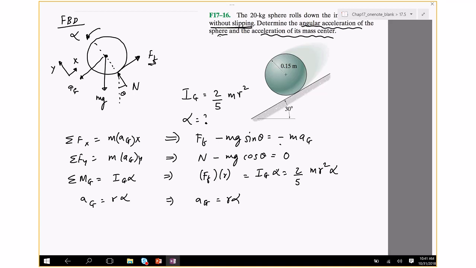The moment equation: the only moment contributing here is the moment about G due to the friction force, because the two other forces, mg and N, pass through G. So F_f cross r is the moment due to the friction force. And about G, the way it's applied, it's going to create a counterclockwise torque. So it's positive, and the sign of alpha is positive because alpha is assumed to be counterclockwise. And finally, a_G equals R alpha. So the unknowns are N, the friction force, a_G, and alpha. So four equations.